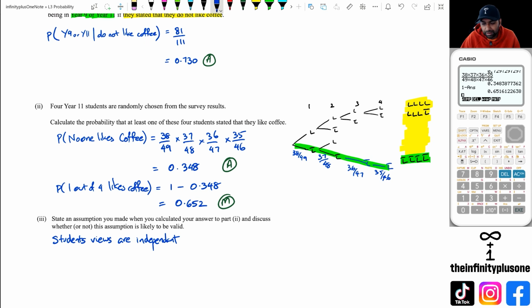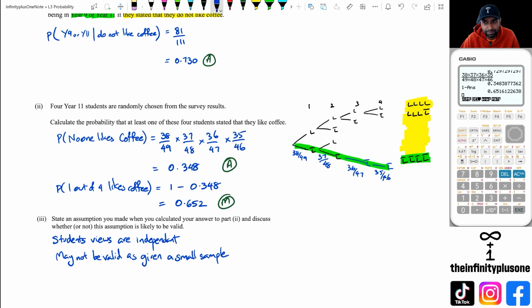I know that in school sometimes we tend to follow our friends. We're like, oh, they don't like it. I do like it, but I'm going to say I don't like it just because they said it. So that's an assumption that we're actually making here, that all the students' views are their own. The other thing we can say is that this might not be valid because it is a small sample that we're working with. Also, because of the small sample, there's a very high chance that the respondents may actually know each other as well.